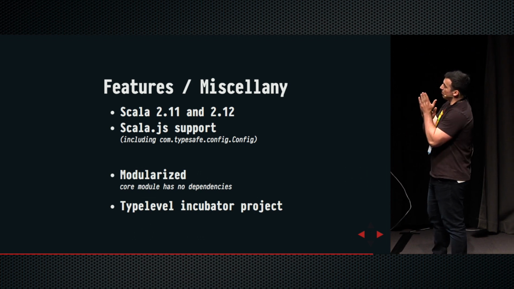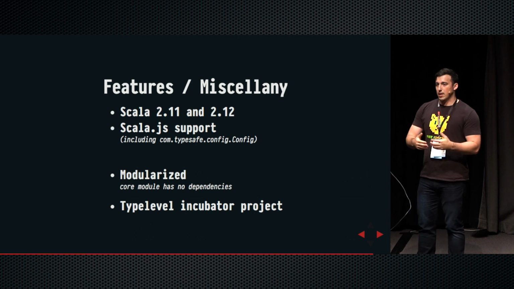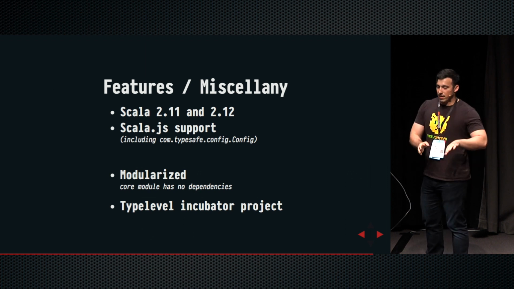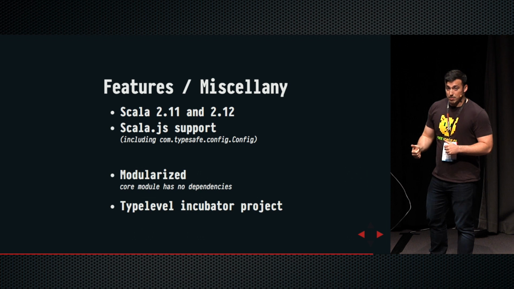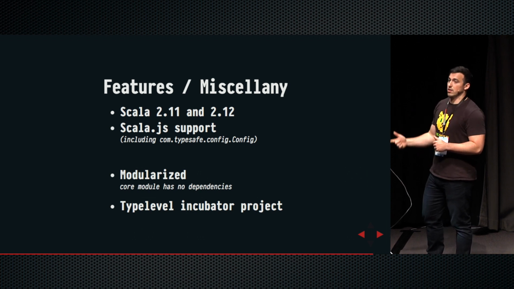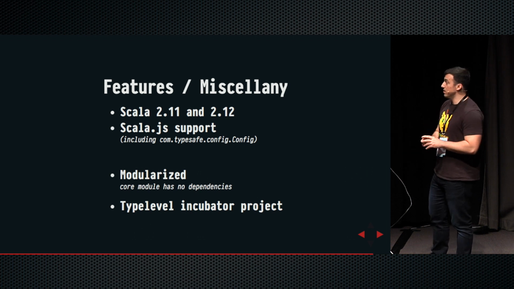The project is modularized, so the core module has no external dependencies. All the FP concepts are built into the library, kind of under the hood, when they're used, and they're not exposed out of that. If you want to use the type-safe config library, there's a module for that. If you want to use generic derivation, there's a Shapeless module for that as well. So the core module has no extra dependencies.